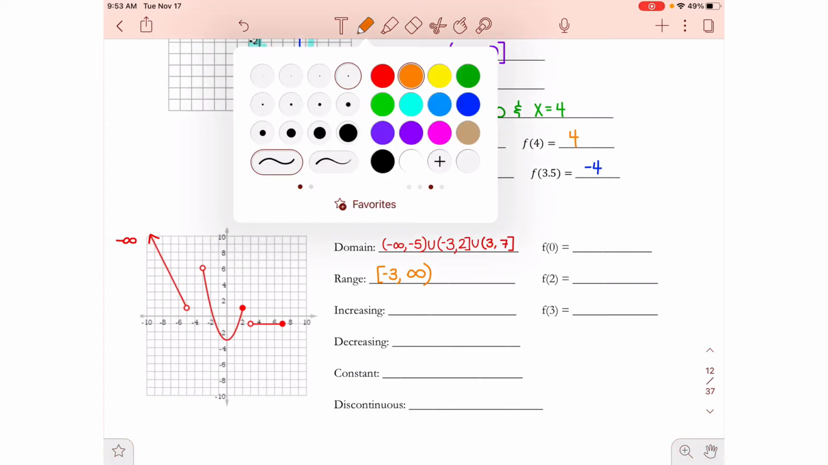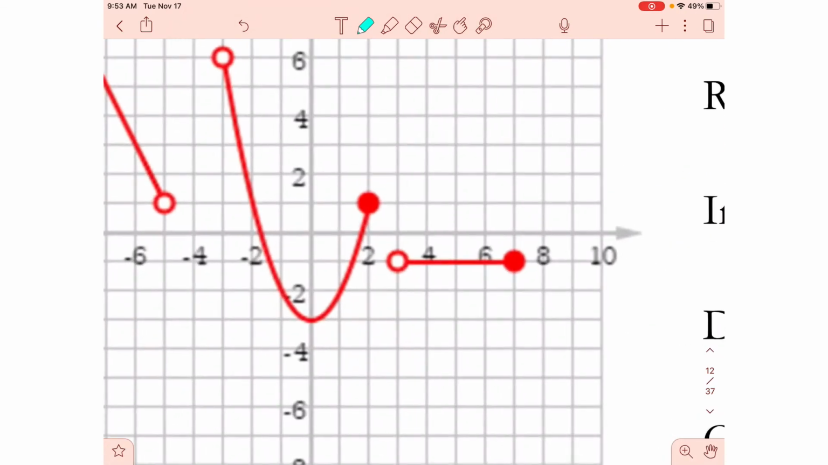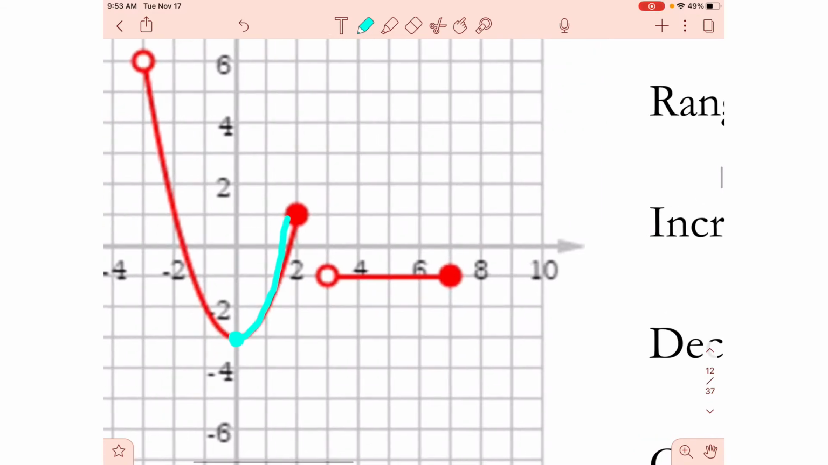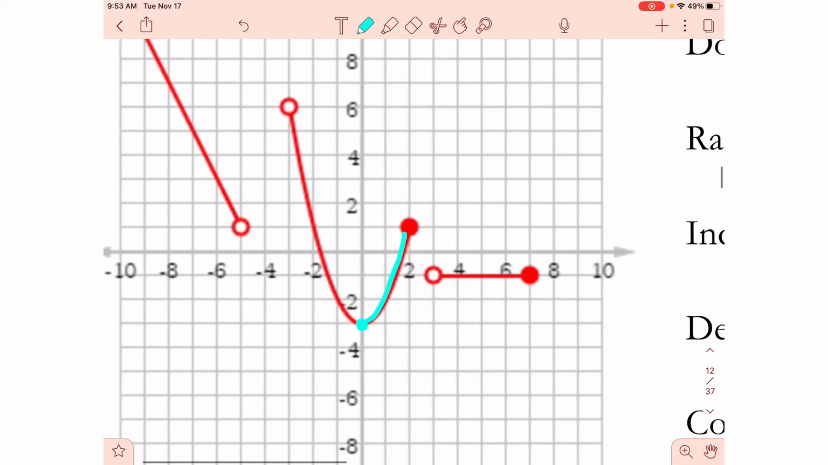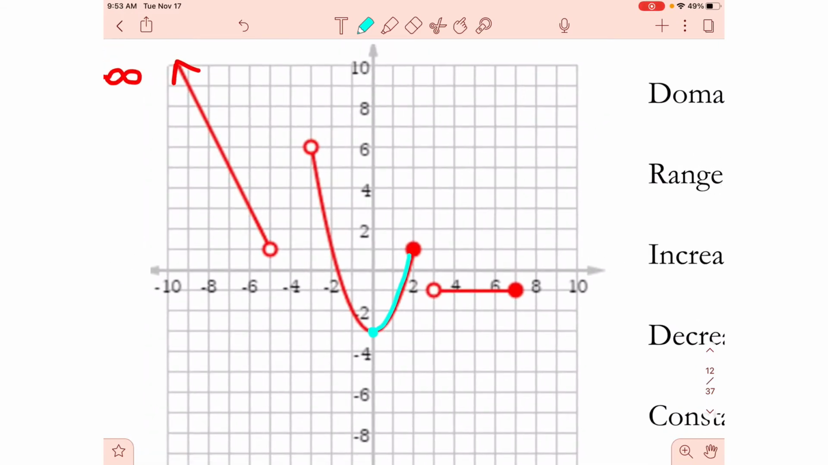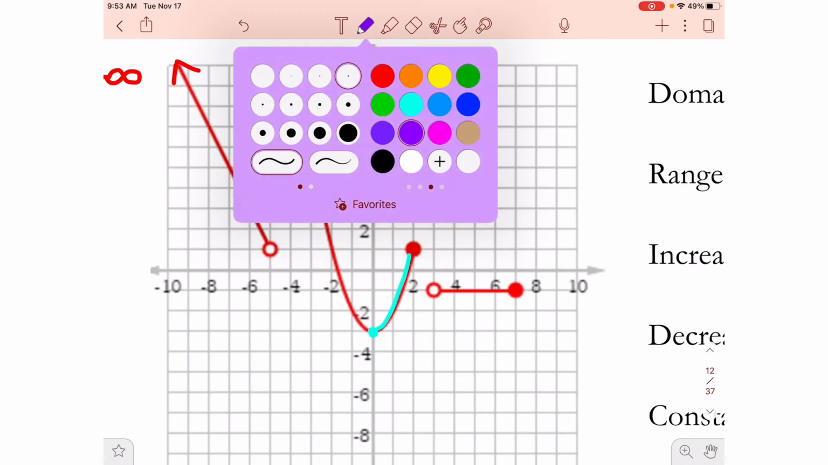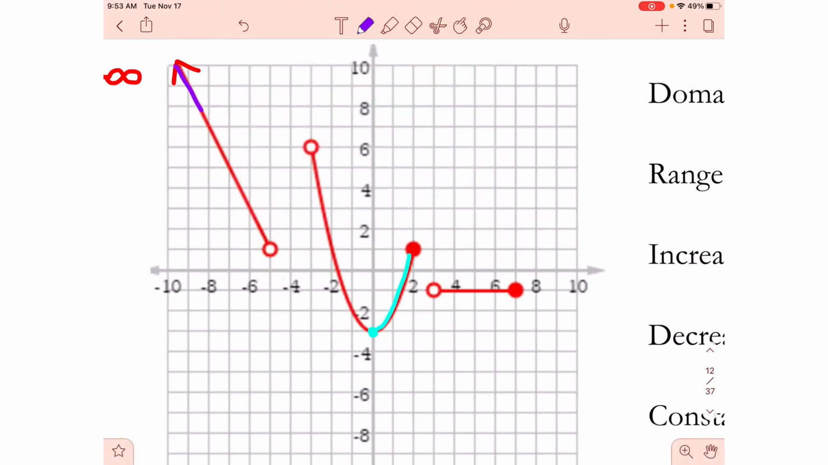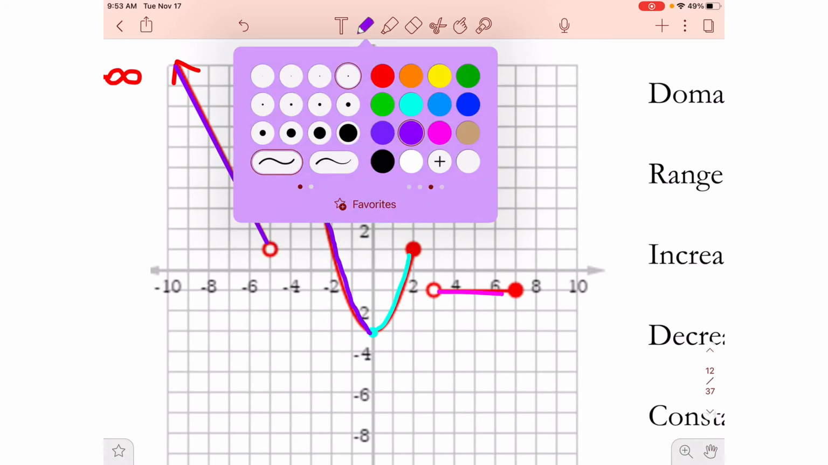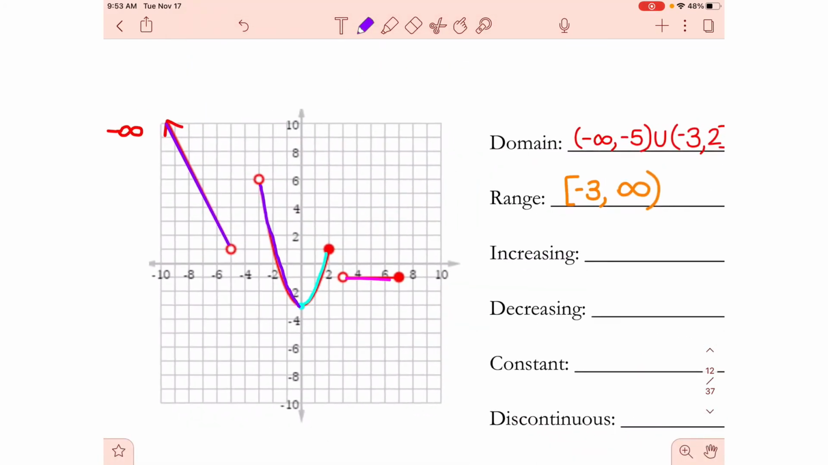Now, increasing, decreasing, constant. So increasing is where the function is rising from the left to the right. I'm going to highlight this with a turquoise color. We are increasing here from the left to the right, and I think that's the only chunk. Whereas we're decreasing, even though this arrow is pointing up, from the left it's actually coming down. We're decreasing, and then we're decreasing again here. And then the last one is constant. It's horizontal.